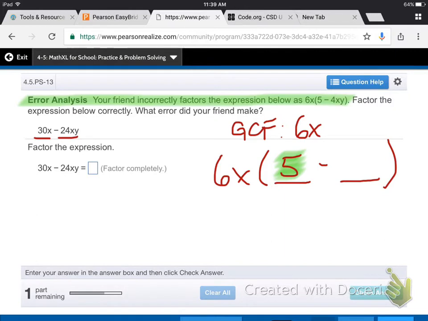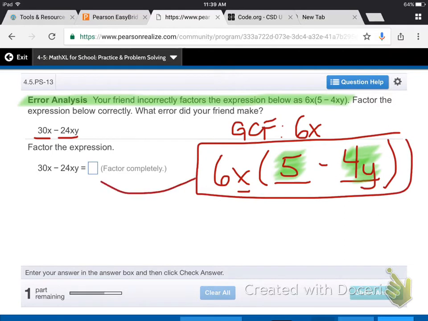Then now I'm looking over here. What am I going to put there that I can multiply by 6x to equal 24xy? That would be 4 to start with, right? That will give me 24, 6 times 4. And then I already have x here, but what do I need to add? I need to add the y. Okay, so we're going to take this answer and put it in that box right there.